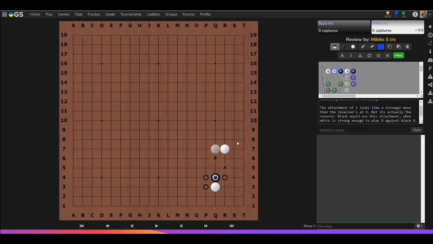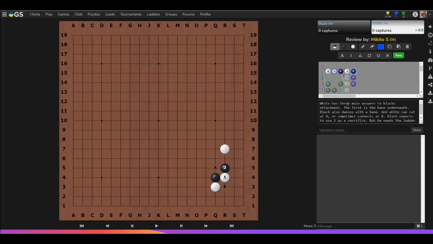I'm sure you guys have experimented using invasions and attachments, but it's really nice to know when you should attach and when you should invade. So white has three main ways to respond. If white, let's say, hanes, which I think is the most used move, right? In this instance where white has 2 stones, white will want to keep his corner and try and connect with his buddy. Black can use what I call the dancing hane.